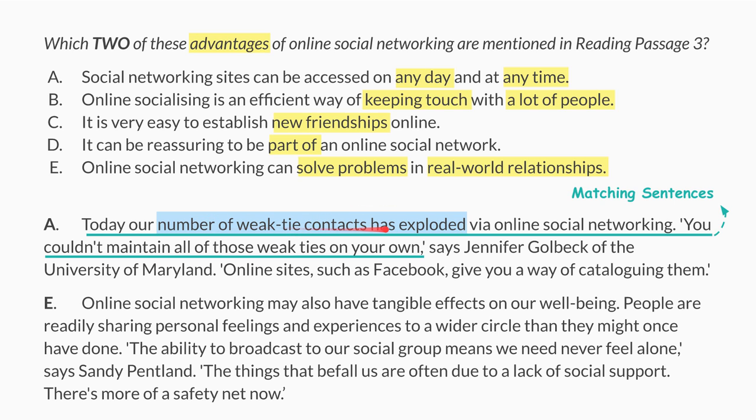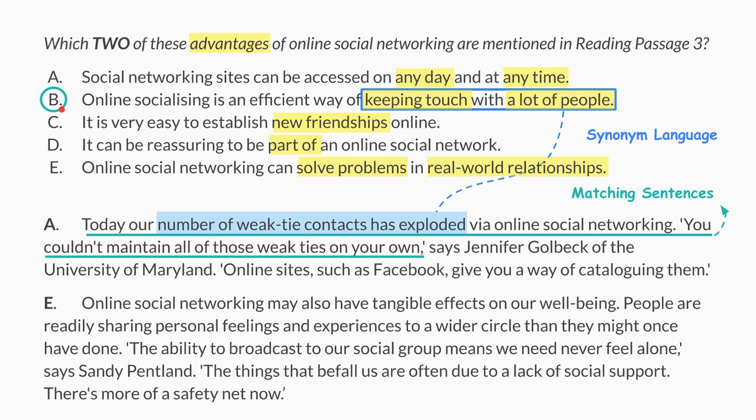So here we have synonym language for this part over here. It says, online socializing is an efficient way of keeping touch with a lot of people. So to keep in touch with a lot of people means that you can also keep in touch not just with your good friends, but also with your acquaintances, with your weak tie contacts. So the number of people with whom we are connected has exploded. That is synonym language. So the correct answer here is going to be B. That is one of our correct answer choices.